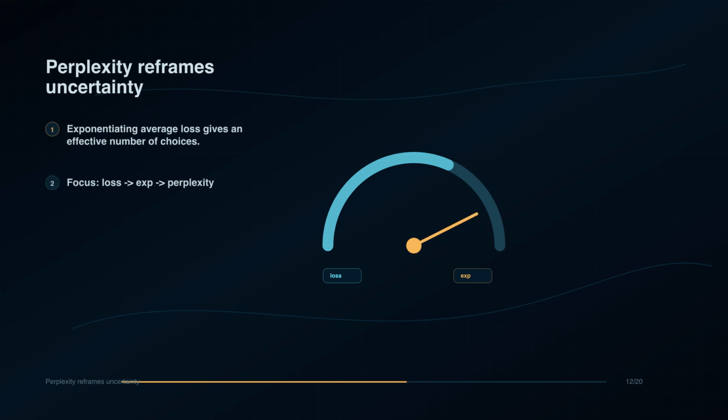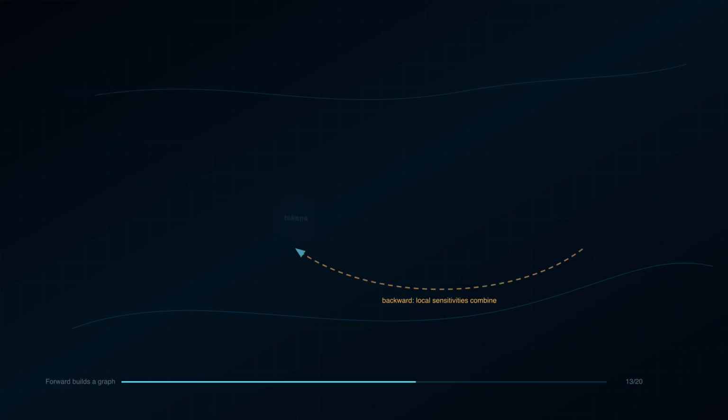Perplexity is the exponential of average cross-entropy. It can be interpreted loosely as the effective number of choices the model is uncertain among. A perplexity of 10 suggests uncertainty comparable to choosing among about 10 equally likely options, although real distributions are not uniform. Perplexity is useful for comparing language models on the same tokenization and dataset. It is not directly comparable across different tokenizers because changing token boundaries changes what counts as one prediction.